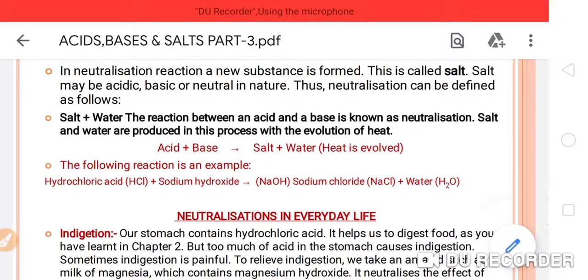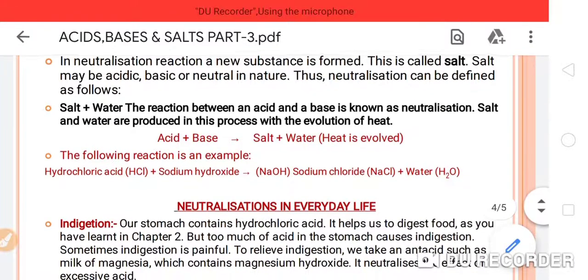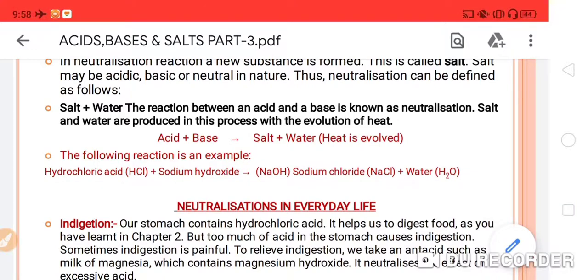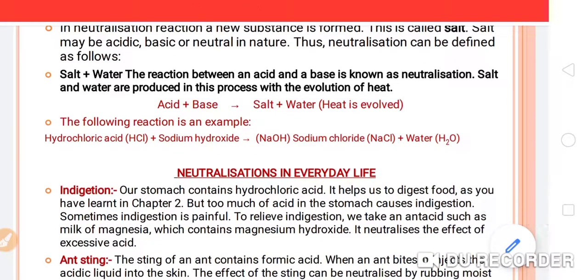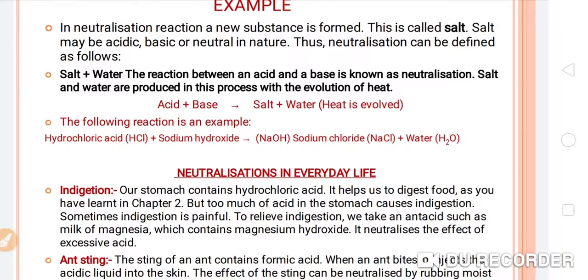In a neutralization reaction, a new substance is formed. This is called the salt. Salt may be acidic, basic or neutral in nature. We have discussed this. Thus neutralization can be defined as follows: the reaction between an acid and a base, producing salt and water, is known as neutralization. It means when the acid reacts with a base, it converts into salt and water. That will be the byproduct. Salt and water are produced in this process with the evolution of heat, which means this is an exothermic reaction.